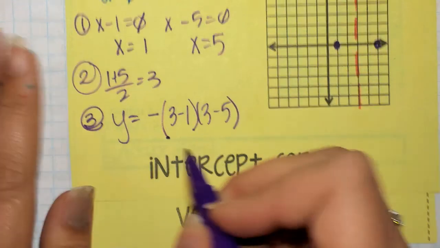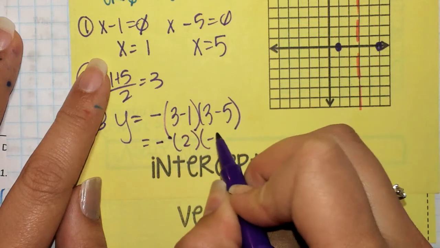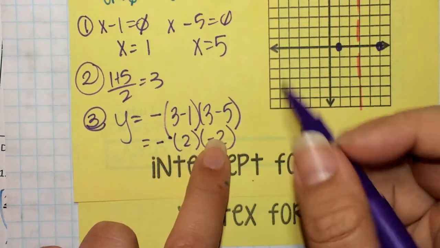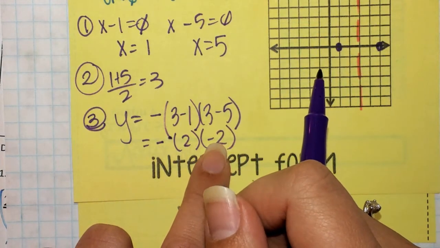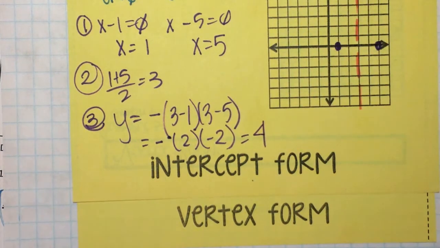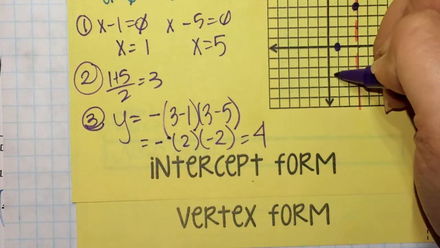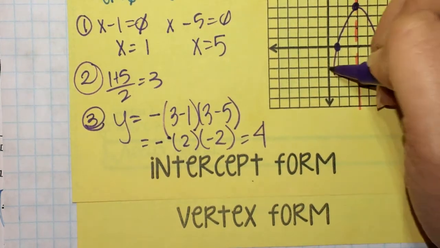What is 3 minus 1? What is 3 minus 5? What is 2 times negative 2? Times negative 1 is? Positive 4. So you go right 3, up 1, 2, 3, 4. Snow cone.